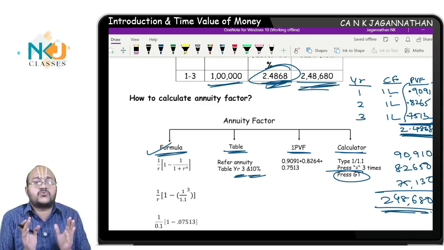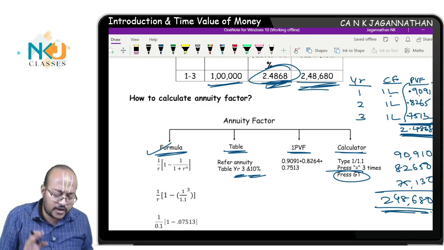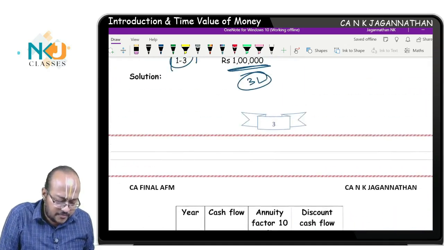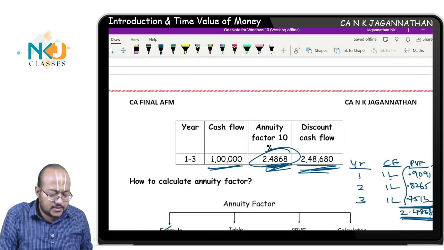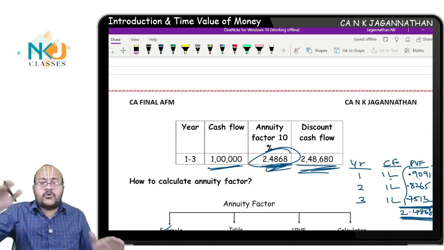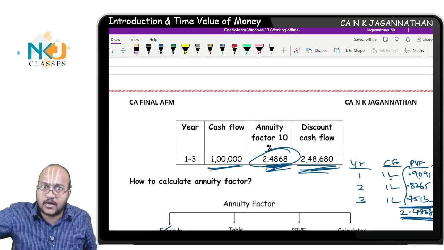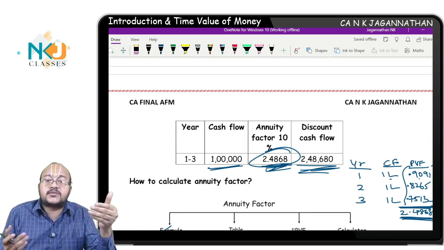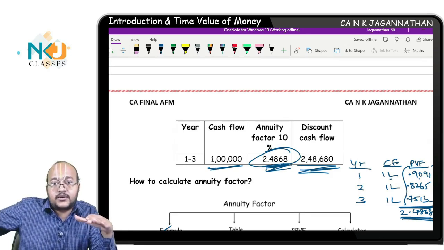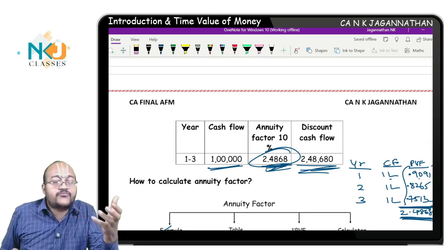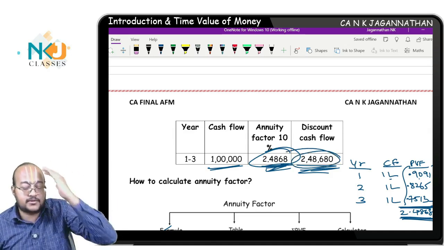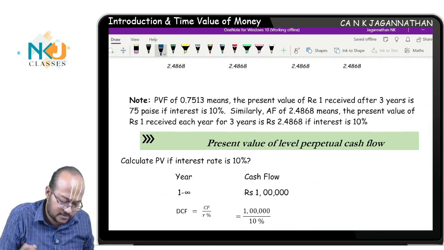So annuity cash flows, how to bring them to present value terms, how to discount them. To put it simply, from today for the next 3 years, at the end of year 1, year 2, year 3, I am going to receive 1 lakh, 1 lakh, 1 lakh. Even though I receive 3 lakh rupees over the next 3 years, the value of that in today's terms is only 2,48,680. Are you understanding this? This is the understanding for the annuity factor. Next, we will move on.